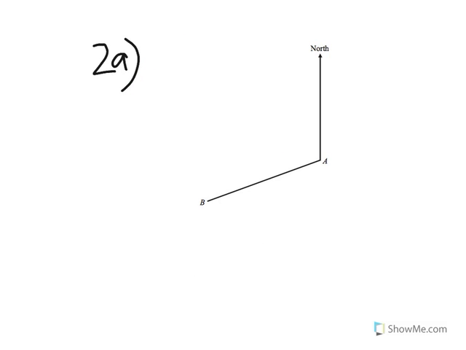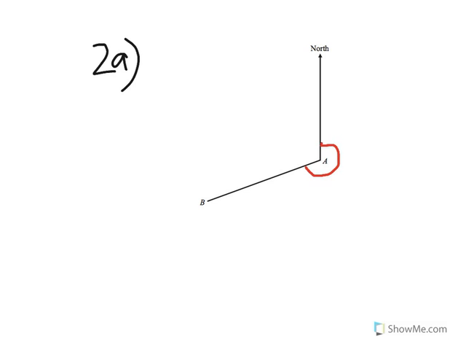Okay, second question shows two towns on a map, A and B. And they're asking you in 2A to find the bearing of B from A. So bearing is basically an angle measured from north, and it helps you give directions when you're using maps or something like that. The question is asking what angle do you have to take to get to the town B from A. Now remember, it's an angle measured from north. So the angle you want to measure is just this angle.